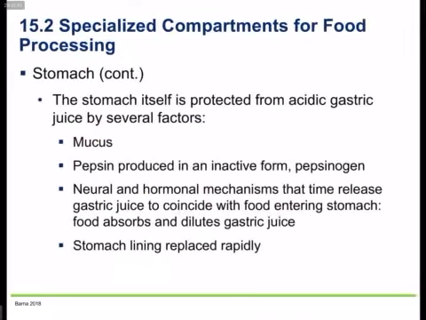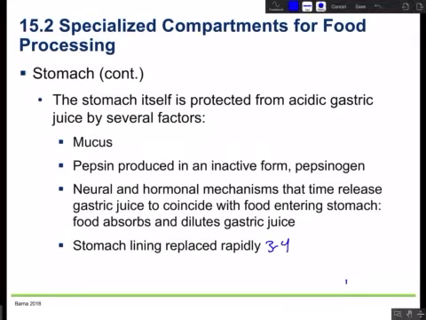Okay, so moving on with the stomach there. The stomach itself is protected from that acidic-like environment. It has a very, very thick layer of mucus. We release this gastric juice with food entering the stomach. So this gastric juice is very, very acidic, so it has a low pH, but it's only released when we have food that enters into the stomach. So the food products actually absorb and dilute some of that gastric juice, and your stomach lining is actually replaced every 3 to 4 days.